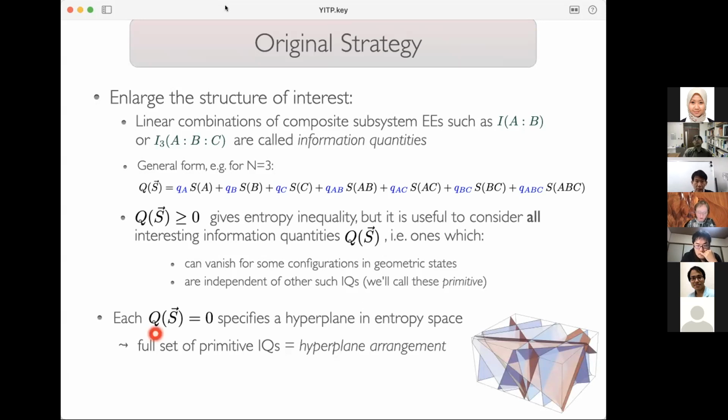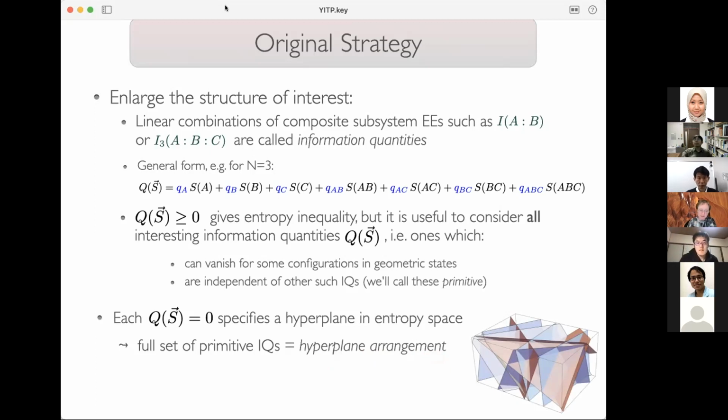Okay, so these information quantities are objects which, when evaluated to anything, define a hyperplane. So these hyperplanes for these vanishing information quantities then specify a mathematical construct, which is this hyperplane arrangement. And that's a convenient construct for us to characterize the entanglement structure for these states.